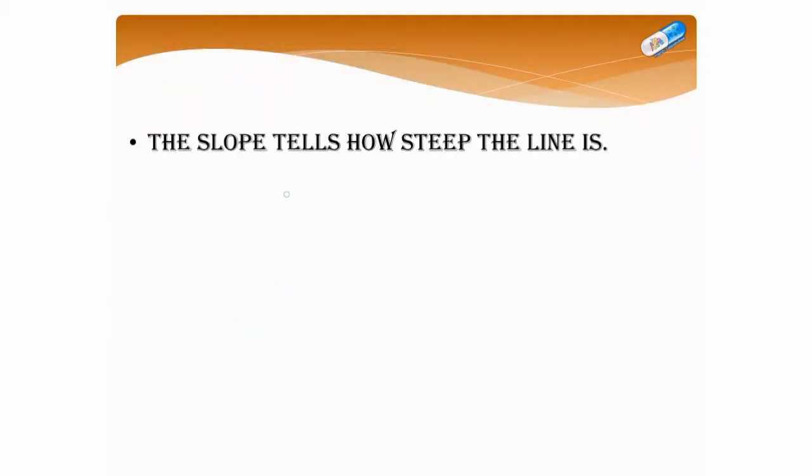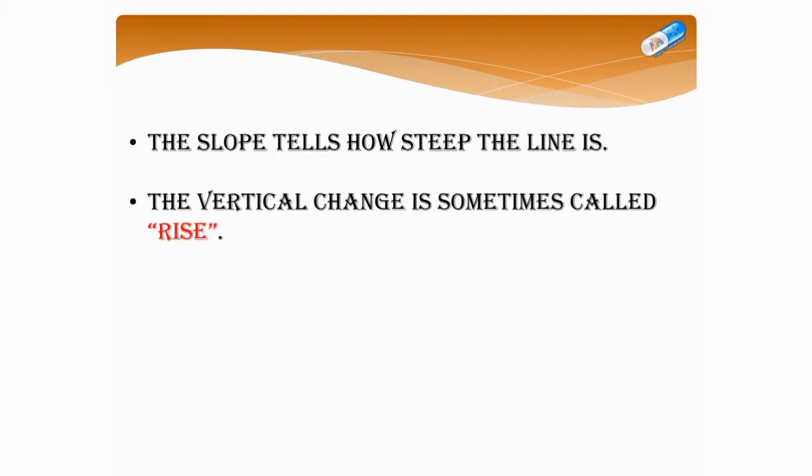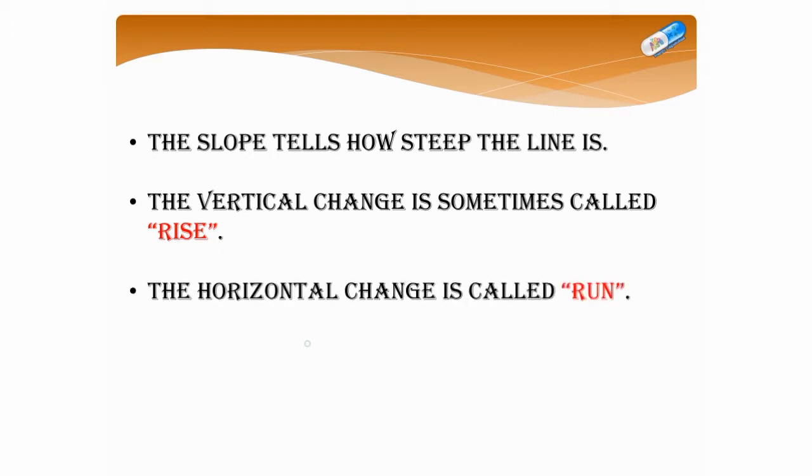The slope tells how steep the line is. The vertical change is sometimes called rise. So the change in y is called rise. And the horizontal change, which is the change in x, is called run.